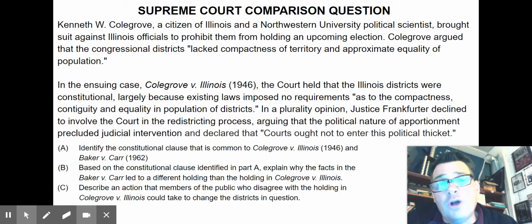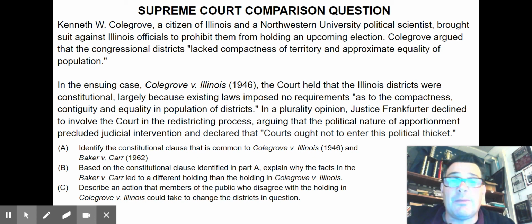All right, then also notice that Part B is always the same in every single Supreme Court essay. Let's read it, and I'll tell you there's one little difference, but almost all of them are structured exactly the same. And it's a 2-point question here, Part B. Based on the constitutional clause identified in A, explain why the facts in Baker versus Carr led to a different holding than the holding in Colgrove versus Illinois. Couple things. Holding just means ruling. Holding, ruling. What did they hold? What did they say? So that's the first thing.